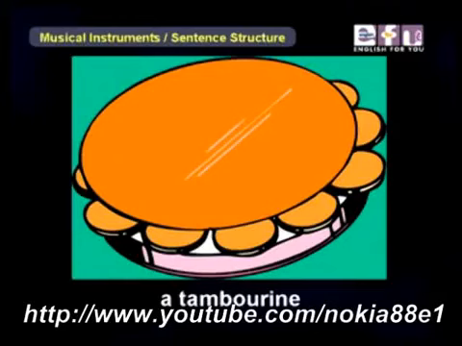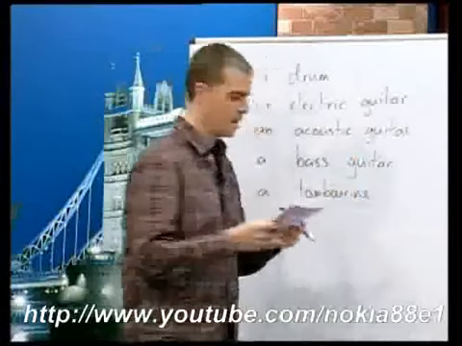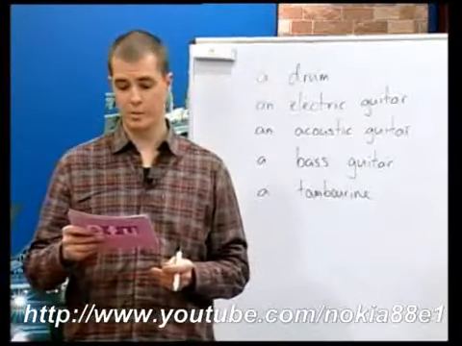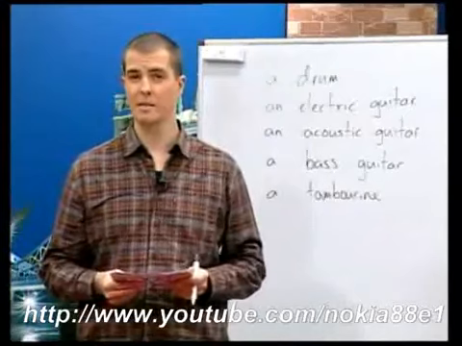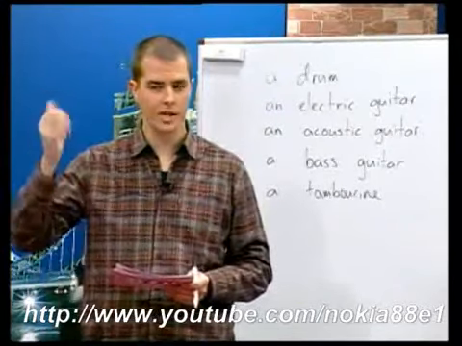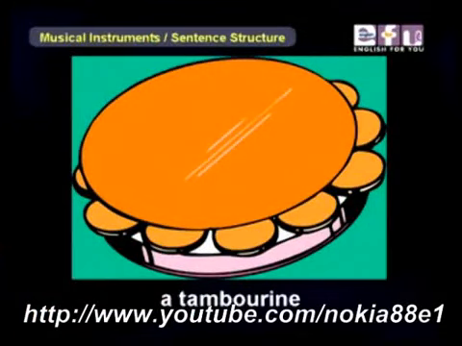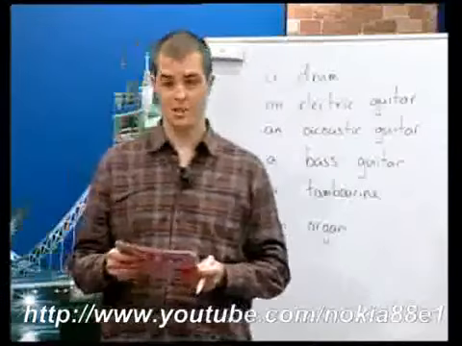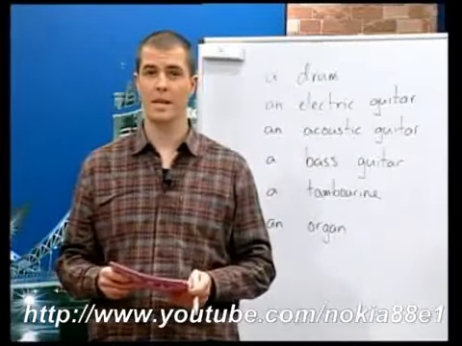A tambourine is a circular musical instrument with small pieces of metal around its edge that make a sound when you shake it, like that. An organ. An organ is a large musical instrument with 1 or more keyboards.